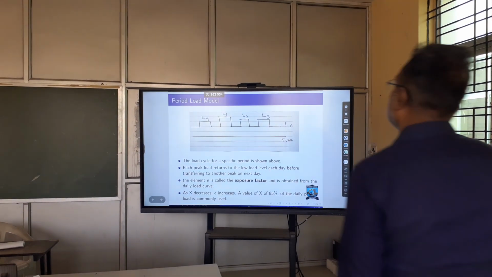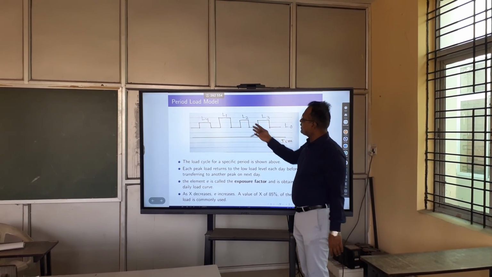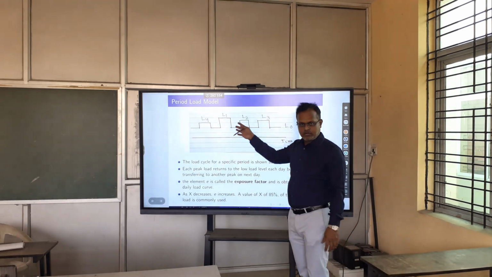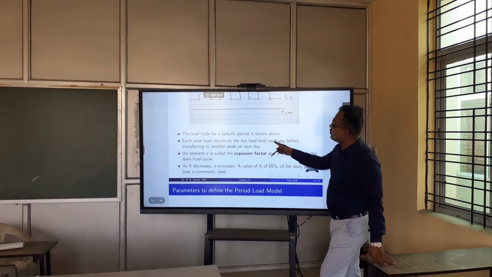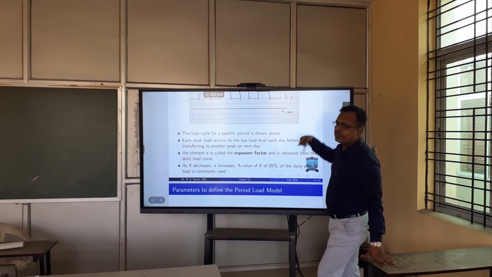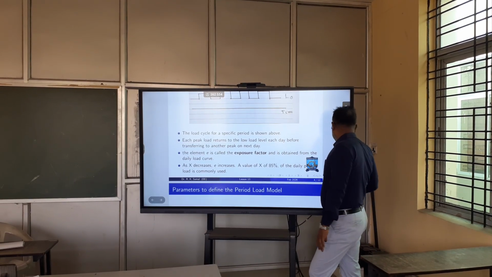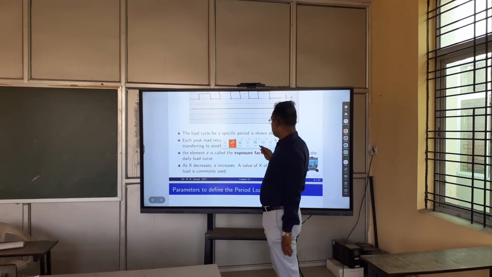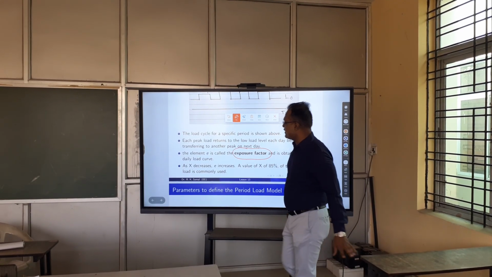That was the daily load model. Then we have got a peak load model. So during a duration, we have several such peak loads. Then the load cycle for a specific period is shown above. Each peak load returns to the low load level each day before transferring to another peak on the next day. The element E is known as the exposure factor. So one or two more questions may be asked in the exam: what is this exposure factor, and why is it significant?